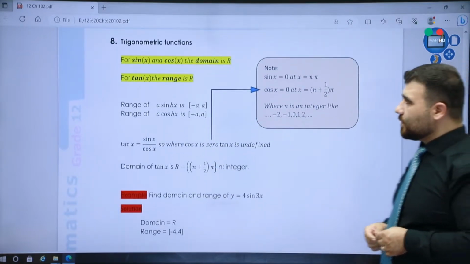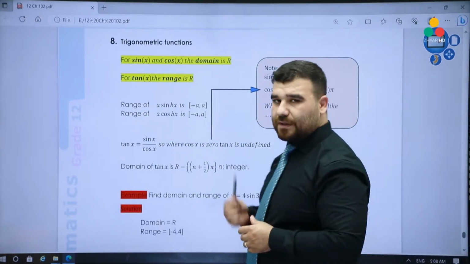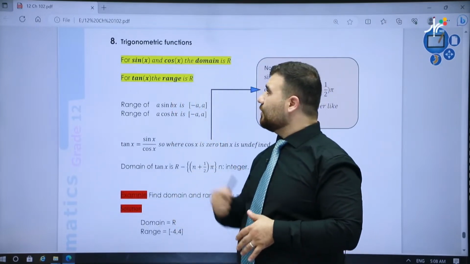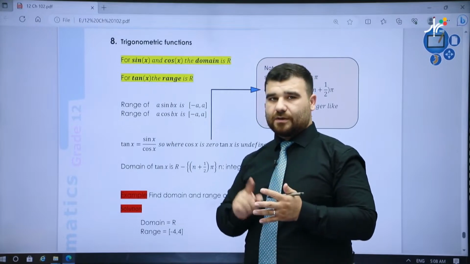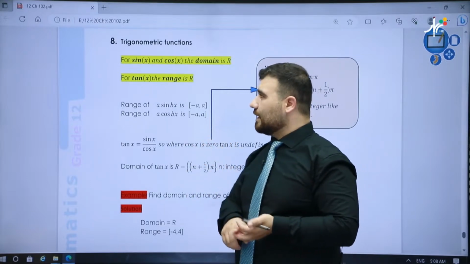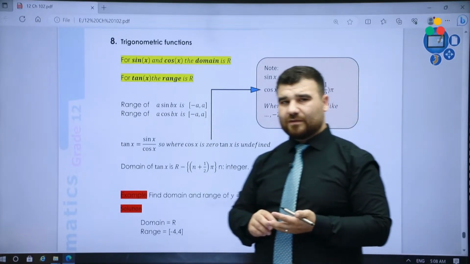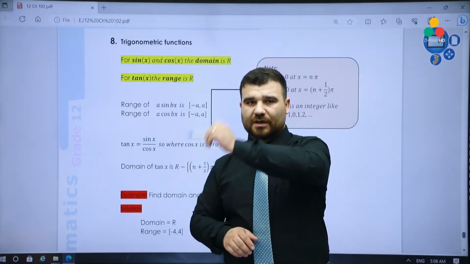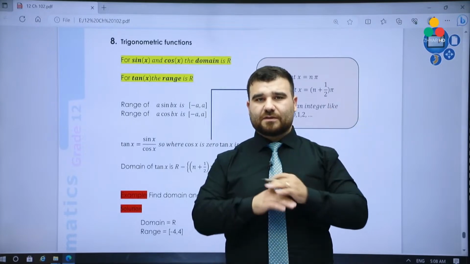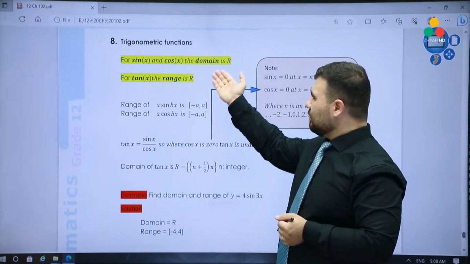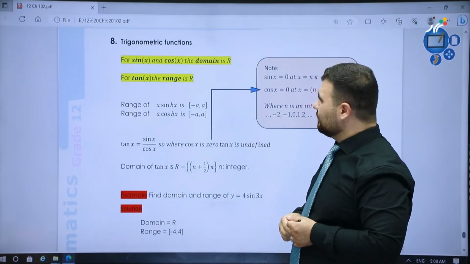Number 8, trigonometric functions. This one needs a little bit of attention. Here, trigonometric functions are sine, cosine, and tan. Firstly, sine and cosine, they have no problem. Their graph is waves that cover all the x-axis. This means the domain is all real numbers.